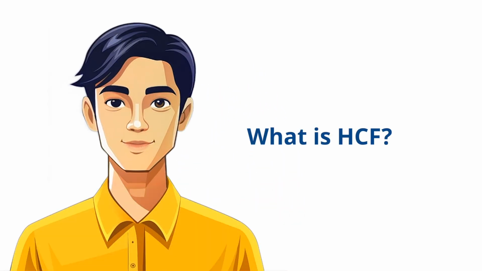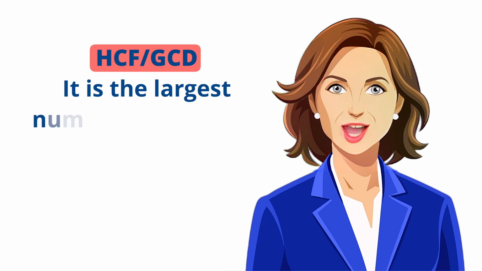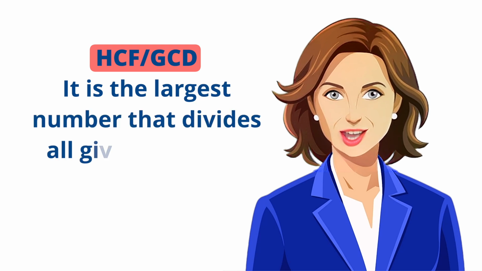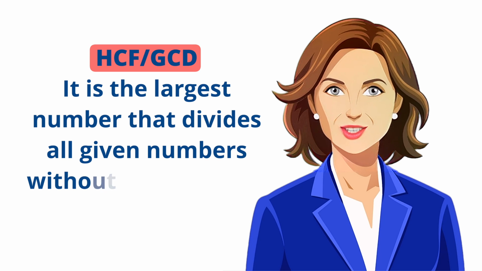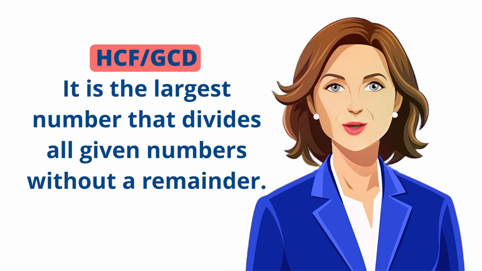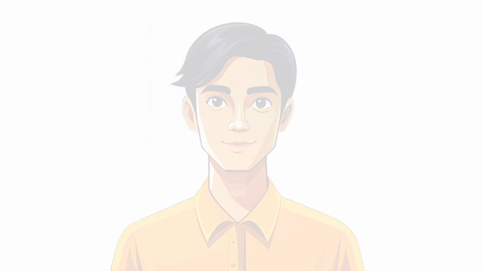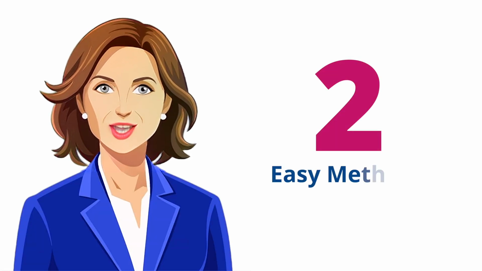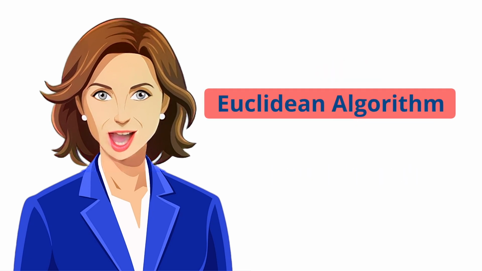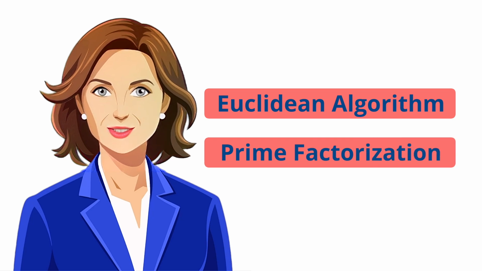So what exactly is HCF? Great question. The highest common factor, or HCF, also known as the greatest common divisor, is the largest positive integer that divides all the given numbers without leaving a remainder. How do we find the HCF of two or more numbers? There are a few methods, but we'll focus on two easy methods today: the Euclidean algorithm and prime factorization.